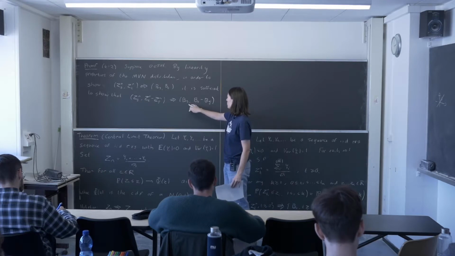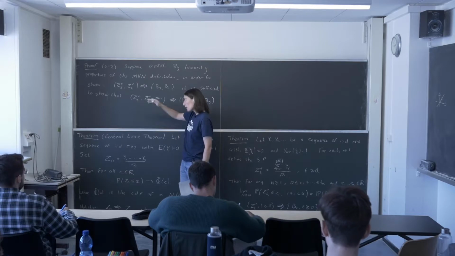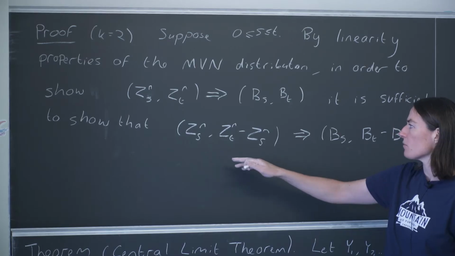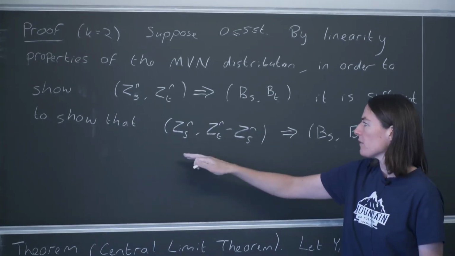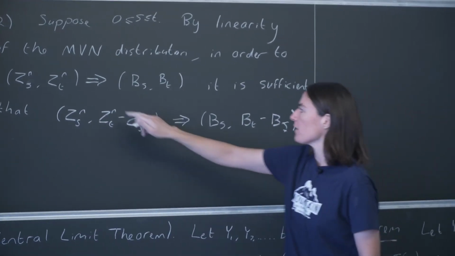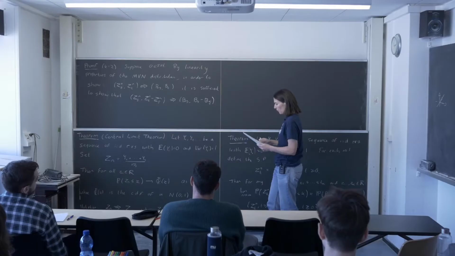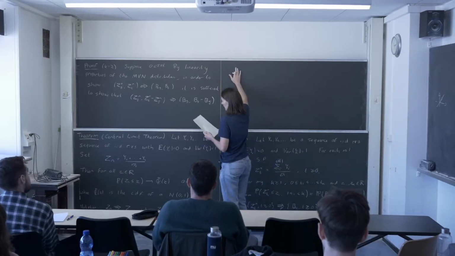Okay, because if I know the distribution of this, using properties of the multivariate normal distribution, I can work out the distribution of that. Likewise, if I know the distribution of this, again, just by applying my linear transformation to the multivariate normal, I can get the distribution of this. And so if these two behave the same way, the same transformation gives me these two behaving the same way.